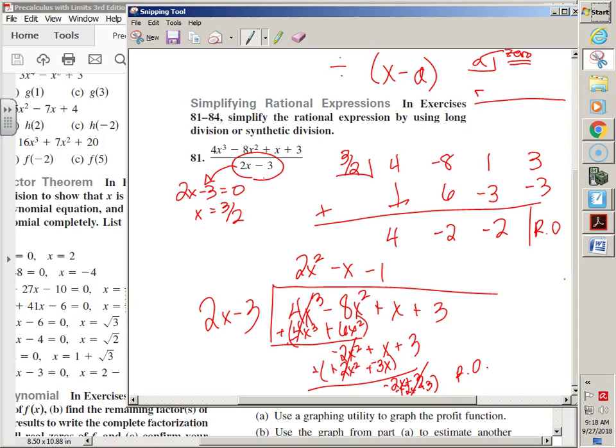4x cubed minus 8x squared plus x plus 3. If I was actually breaking it down, 2x minus 3 times what we just figured out from the long division, 2x squared minus x minus 1, is actually not. The long division gets you the perfect answer. What would the synthetic division get you?